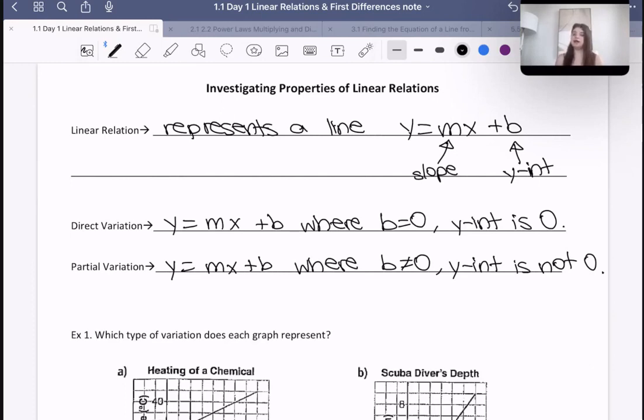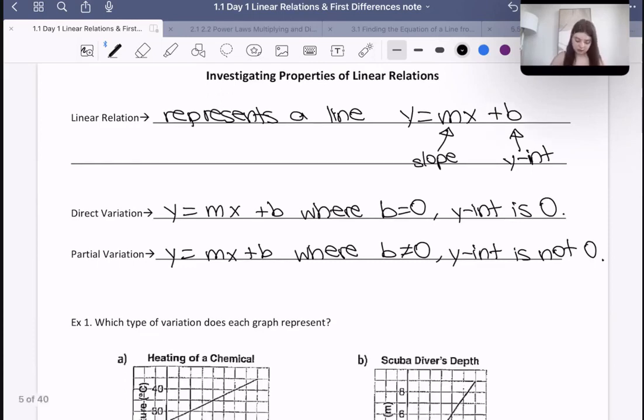Well, in that case, we would have partial variation because our y-intercept is not 0. Our y-intercept is 50. Even if she makes 0 sales that day, she still gets $50 base salary. And then commission is just extra for making those sales. And so that's kind of a real life example of this.